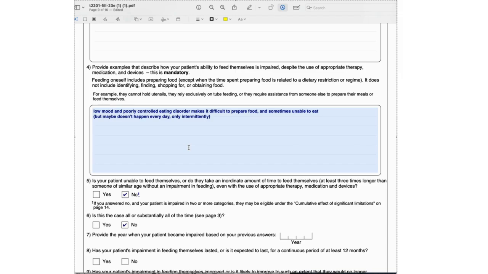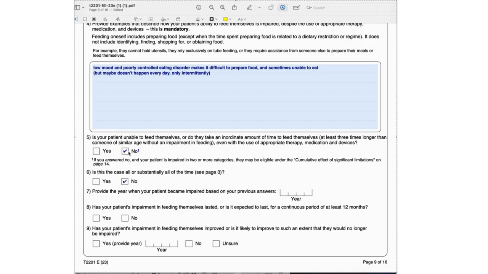So that makes it difficult to prepare food, and sometimes they don't eat. But maybe it doesn't happen every day. Maybe it's 2 days a week, 3 days a week. And maybe it only takes them like twice as long to prepare food compared to the average person. So that's where they don't really meet that marked restriction, and it's not 90% of the time or more.